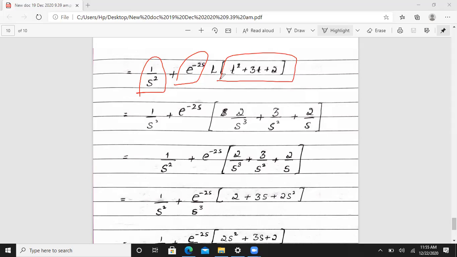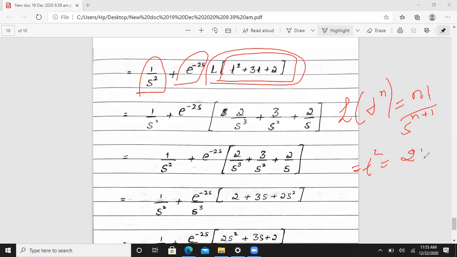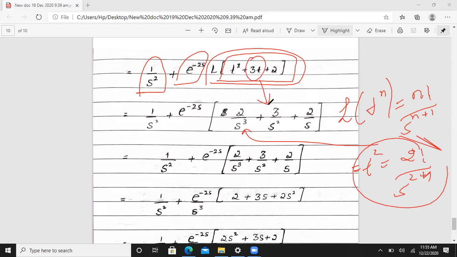You already know the Laplace transformation formula: t to the power n is equals to n factorial divided by s to the power n plus 1. That is, for t square, the first function, 2 factorial divided by s to the power 2 plus 1, that is 2 by s cube. For the remaining functions, 3 into 1 factorial divided by s to the power 1 plus 1, that is 3 divided by s square, and this function 2 by s. Again here we will take s cube as a common factor outside, and this function becomes 2 into s square.